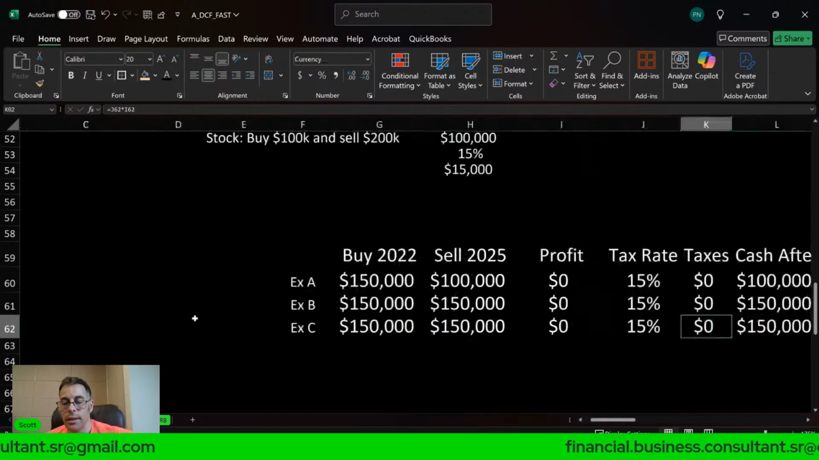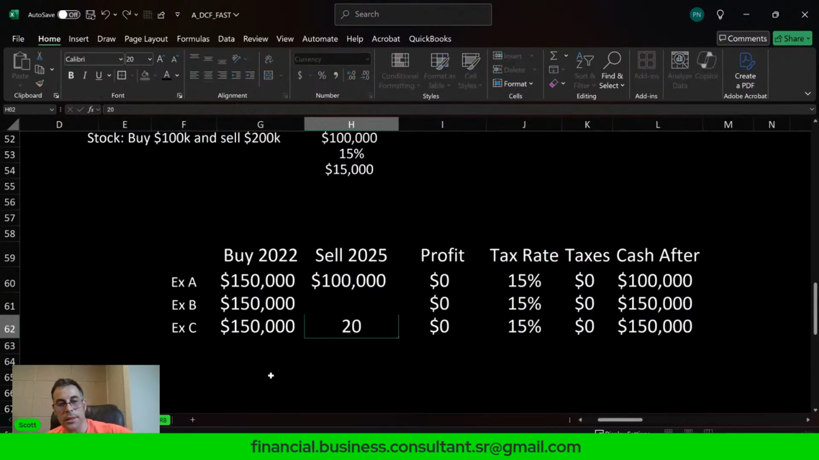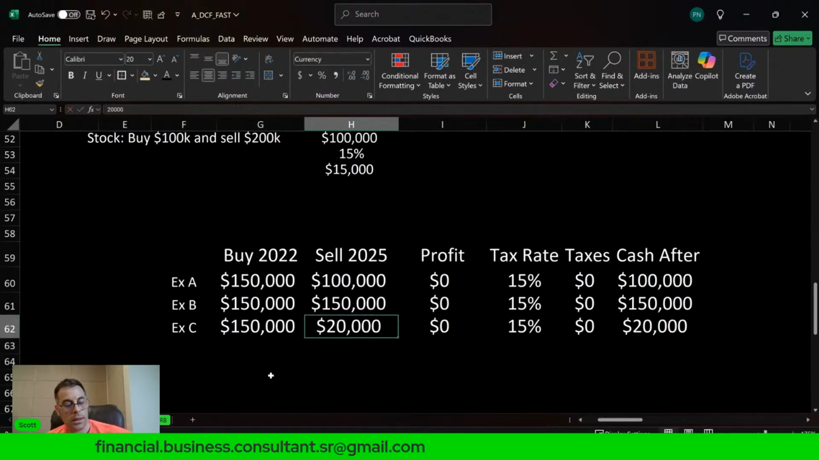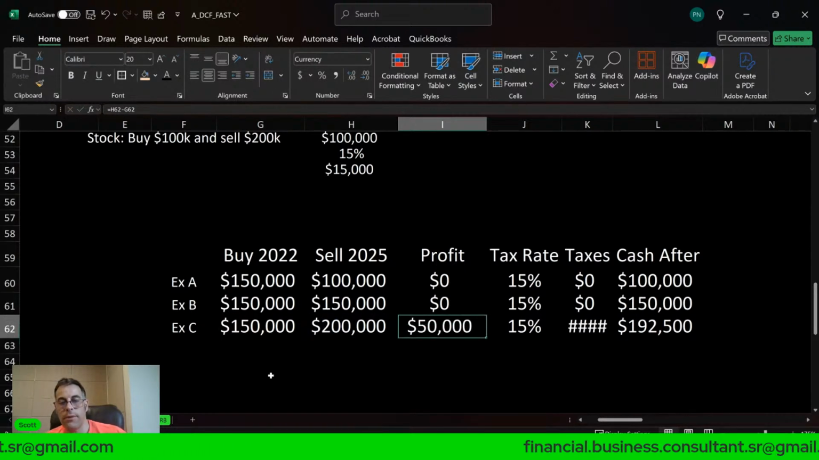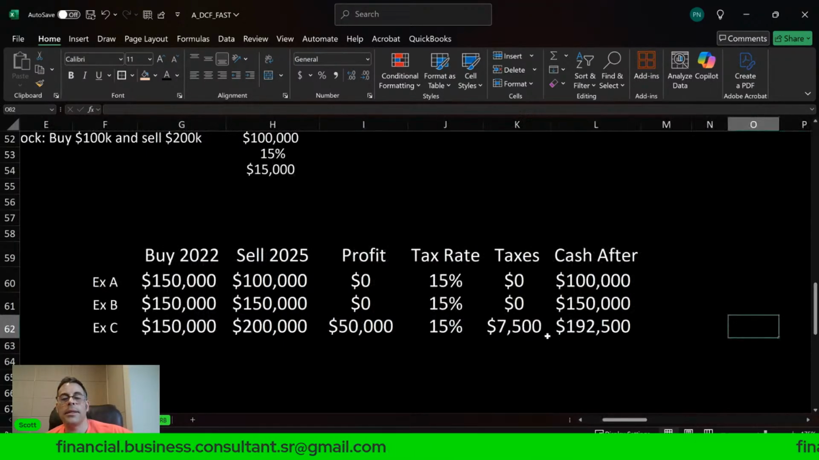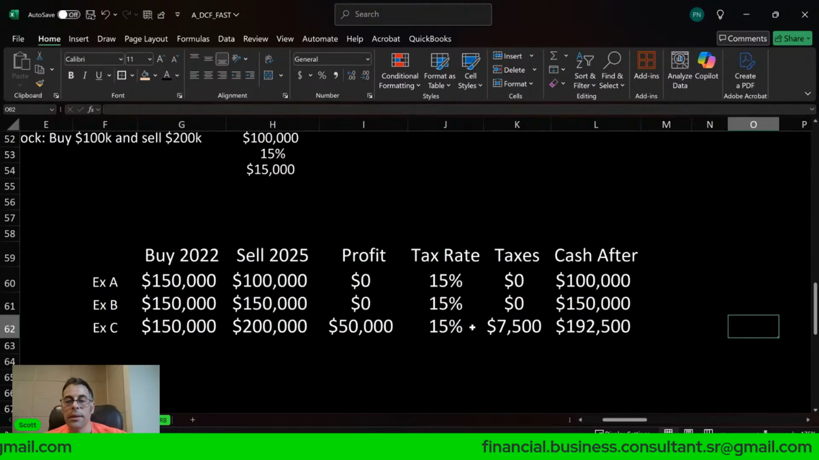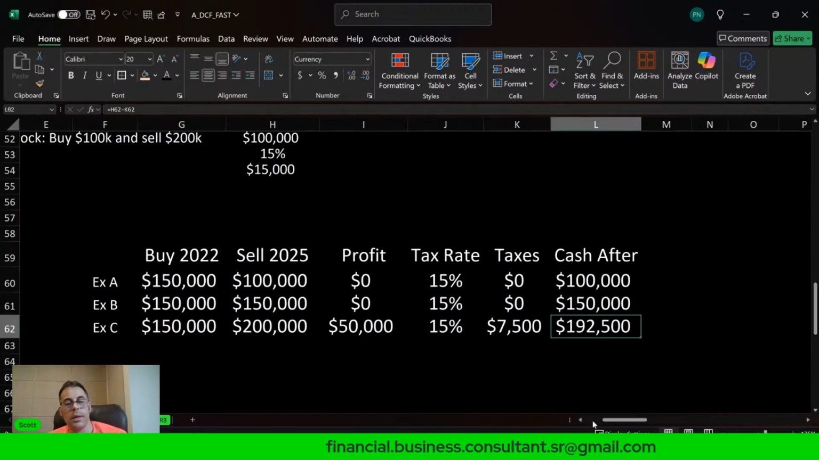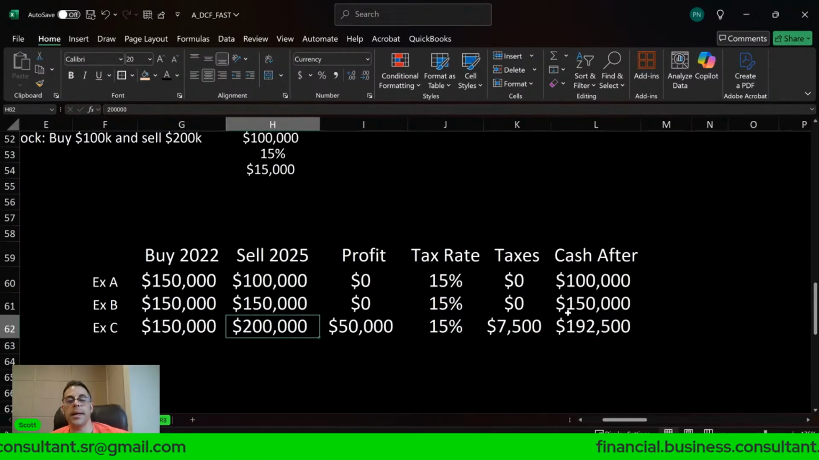Example C, you buy a house for 150,000, you sell it for 200,000. So what's your profit? 50,000. And your tax is $7,500. So how much money is left over after the sale, after taxes? 192,500. It's 200,000 minus taxes.